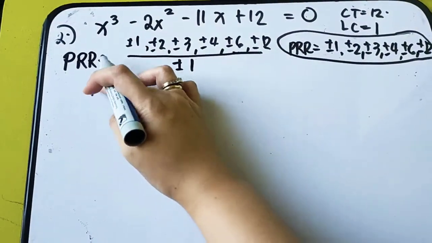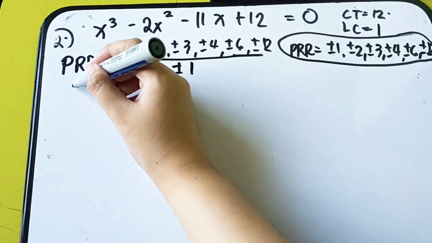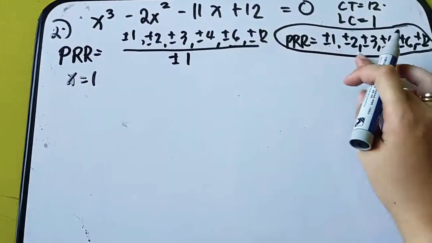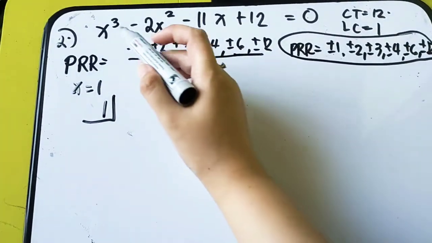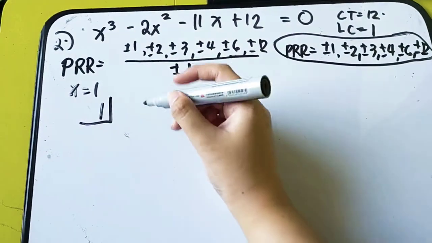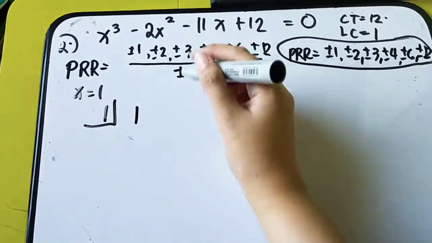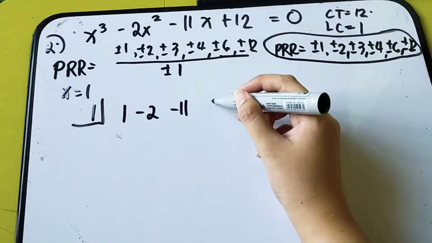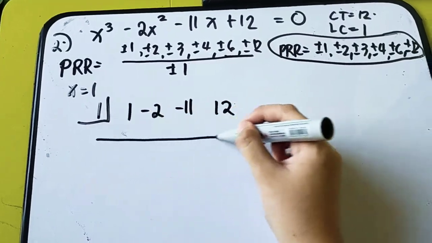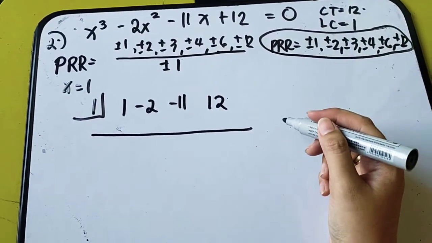So, since ang x natin ay 1. Yan yung magiging unang x natin. So, 1. Then, we have here, numerical, 1. Then, we have negative 2. We have negative 11. And we have positive 12. Kailangan mapalabas natin ang remainder niya ay 0.